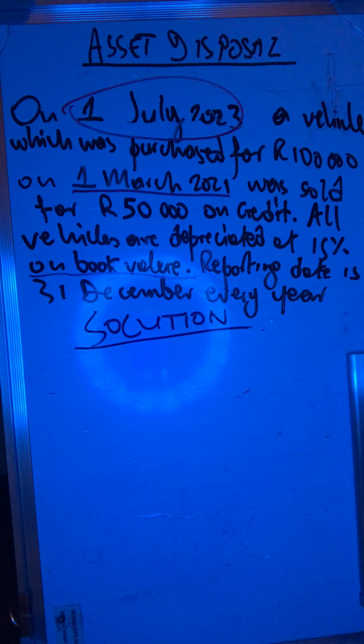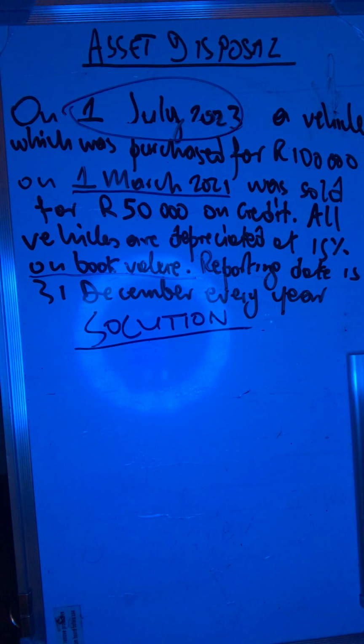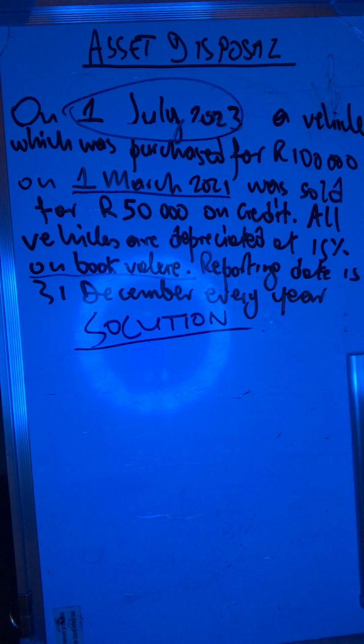So in this video today, we are going to analyze for you, or simplify for you, the accounting treatment of a sale of an asset. And of course, a sale of an asset is what you call asset disposal. So an asset can be disposed of in three ways. It can be sold for cash, it can be sold on credit, and it can be sold through a trade-in.